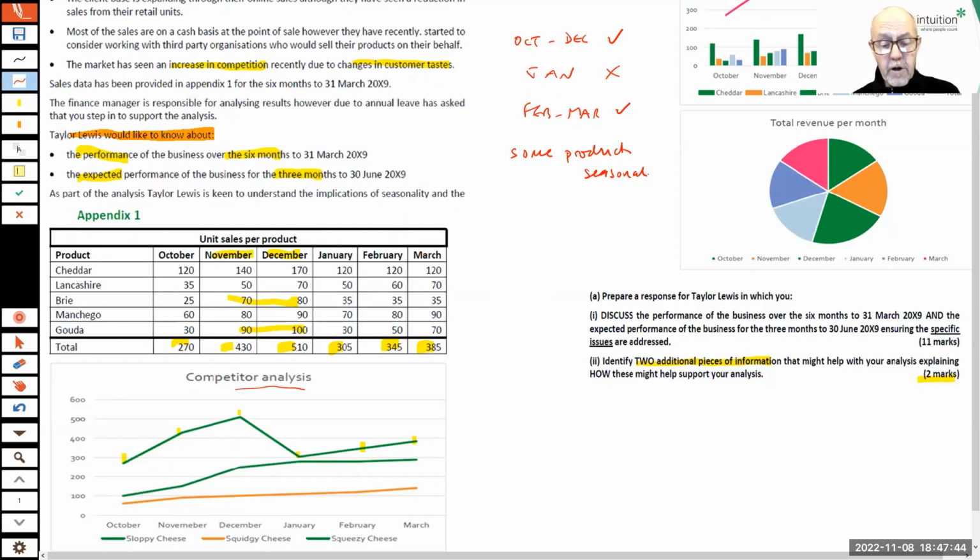We have what we don't have. Oh, I've thought of immediately something that would be useful. Other companies' product mix. Do they have the same seasonality, or do they have the same range of cheeses? So there's one.